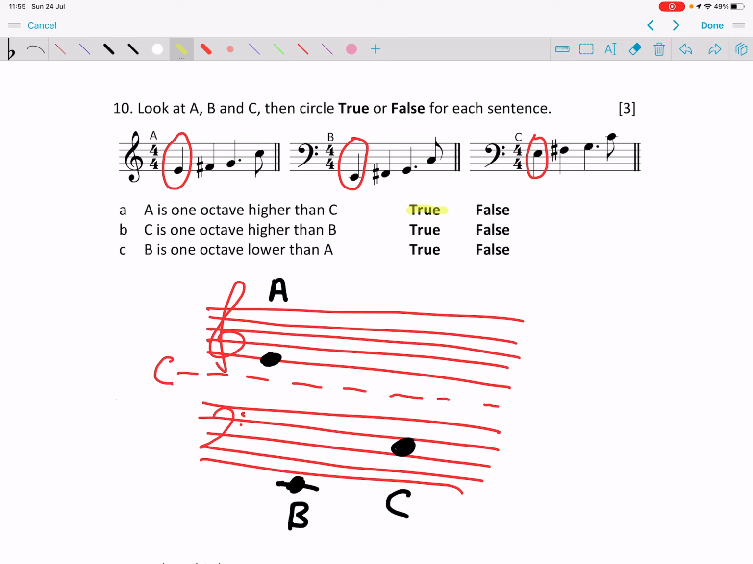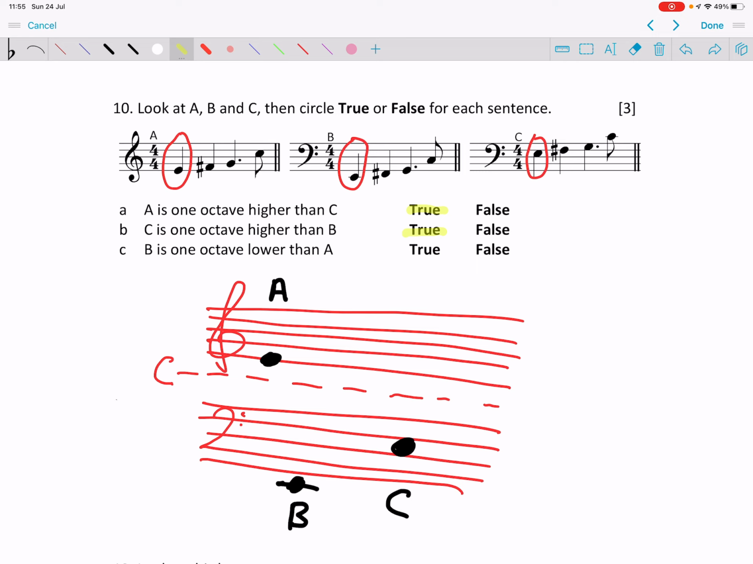Okay, the next one is C is 1 octave higher than B. So let's have a look. That's C and that's B. So check it out. So we've got 1, 2, 3, 4, 5, 6, 7, 8. So again, we have an octave. So C is 1 octave higher than B is also true.